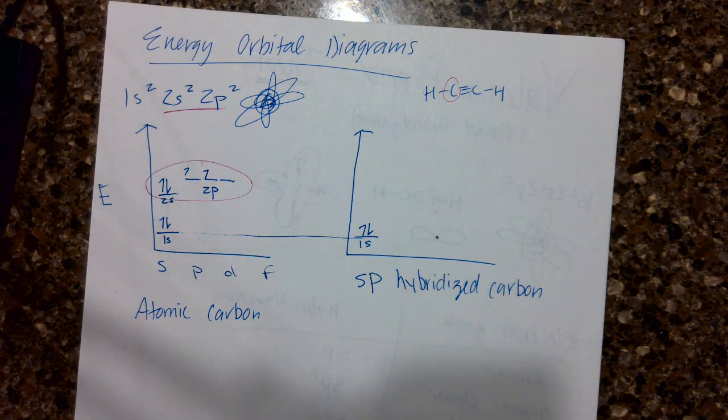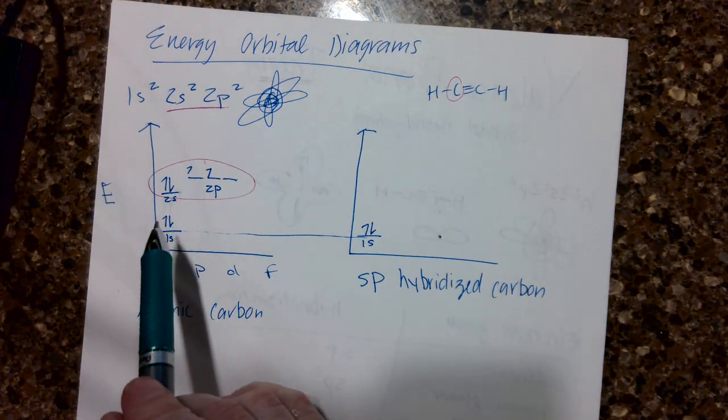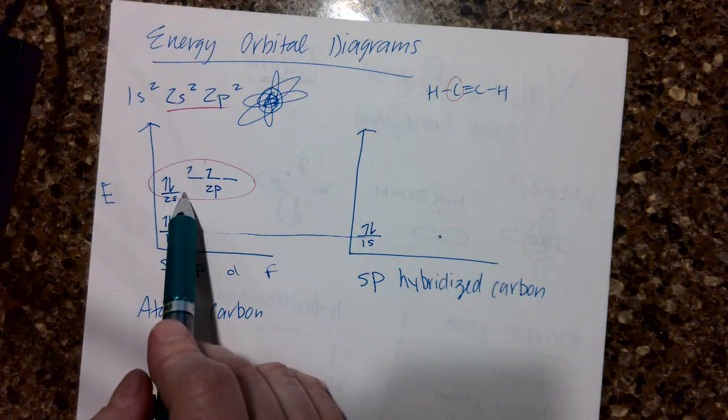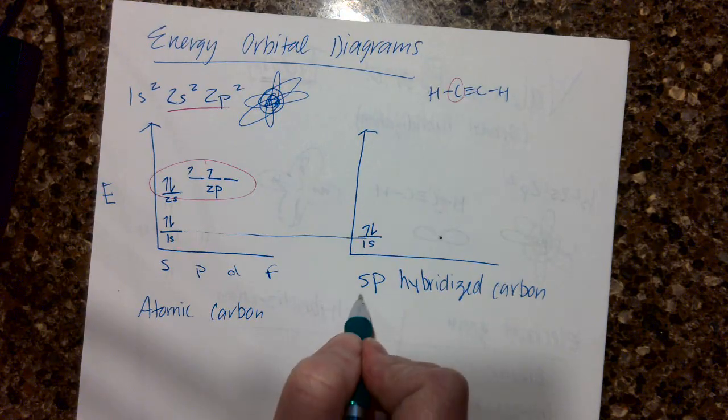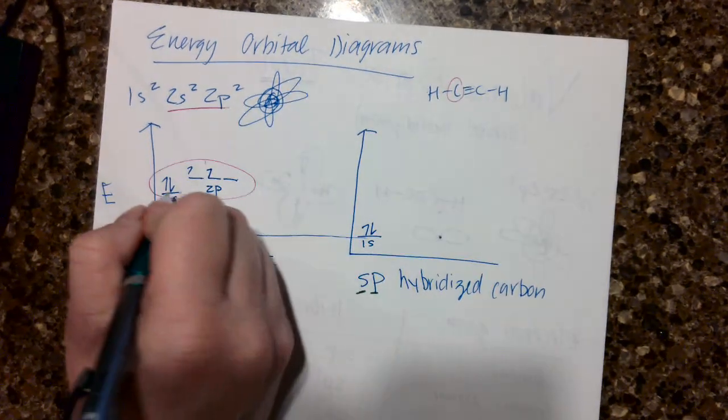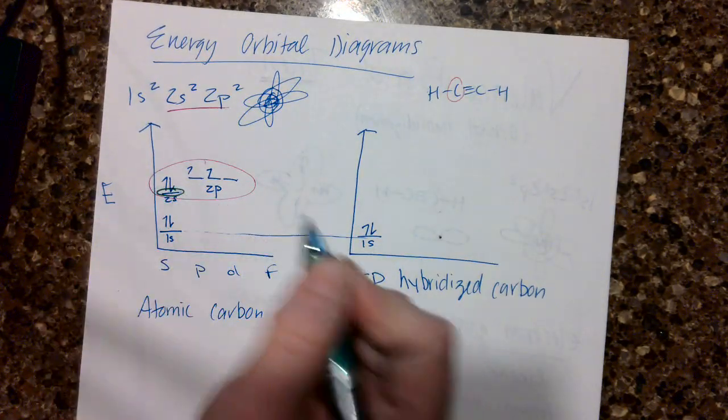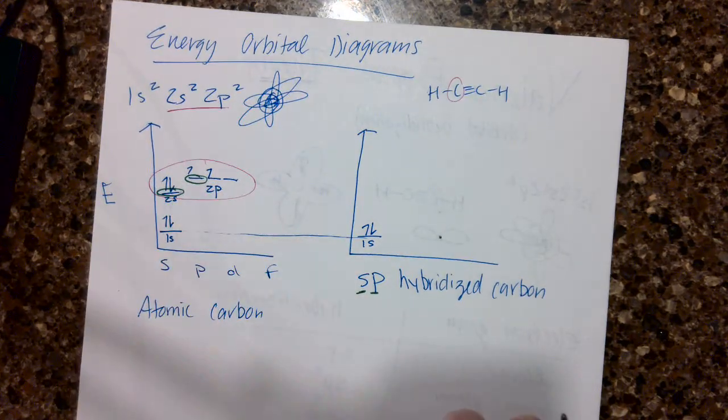Here's why I told you guys to draw the original over here, because it really helps you look at, right, we're going to take this guy and turn him into this guy. So sp hybridization literally means I took an S and I took a P, right? So I have to take his S and I have to take 1 P only.